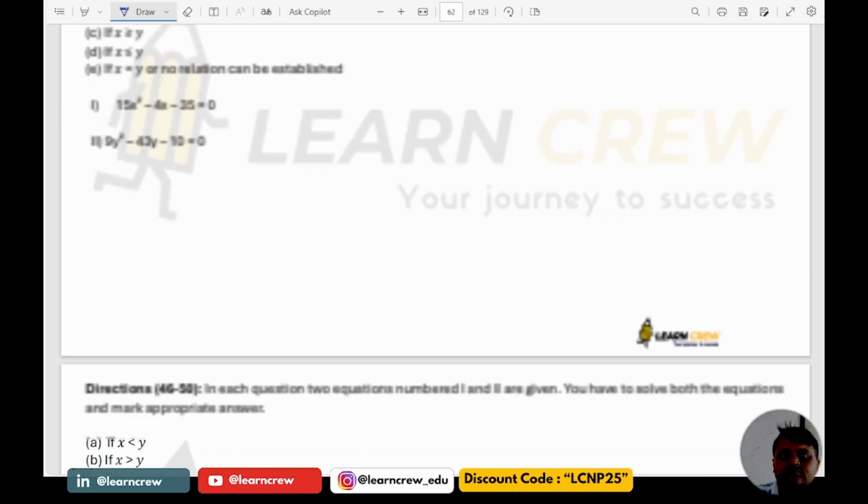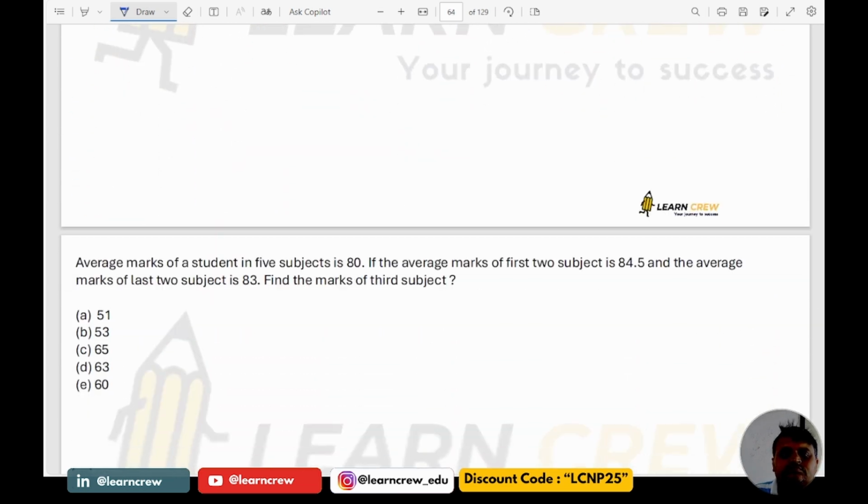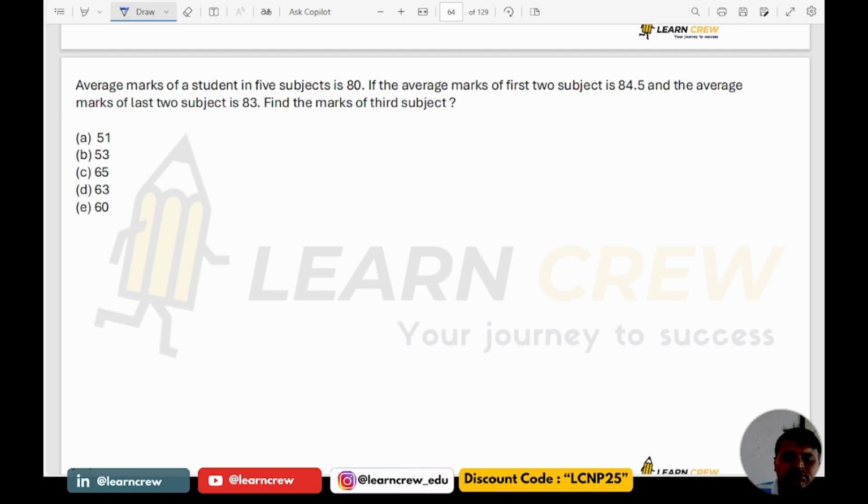Next, average marks of a student in 5 subjects is 80. The average marks of first 2 subjects is 84.5. The average marks of last 2 subjects is 83. Then find the marks in third subject. So how much you are going to get here? Here it has to be 80. So here it is 9 more. Here it is 6 more. 9 plus 6, 15 more. So it has to be 80 minus 15, which is 65. 65 is the answer.